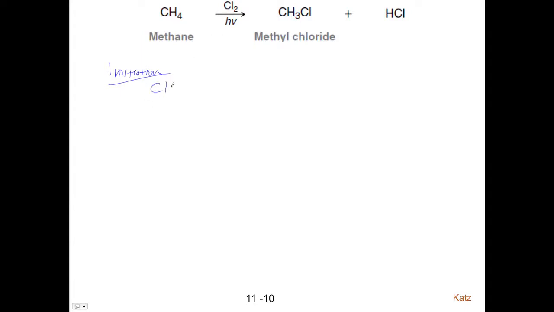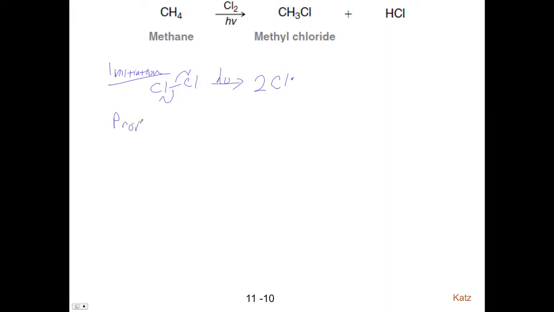That means Cl2. Here is your purely covalent bond. You treat this with some photons, and what you have here is the initial radical cleavage. If this breaks, then you generate 2 moles of Cl dot. That's the end of the initiation phase. Now we're going to move on to the propagation phase. In the propagation phase, you have some radicals and you're going to make some radicals.